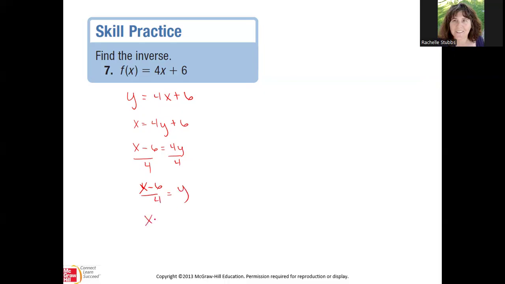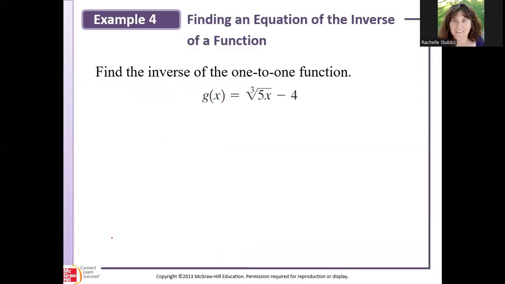And then finally, replace the y with the f inverse of x. And this is my answer right here. So I have a way to prove it by doing F composite G and G composite F, and then I have a way of finding what they were by exchanging the x and y's and solving for y.